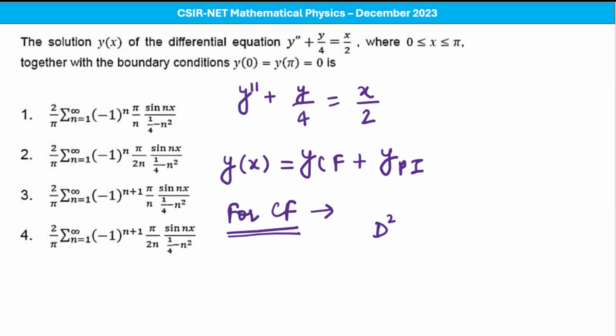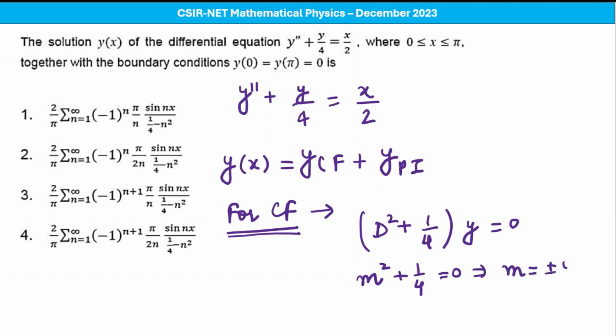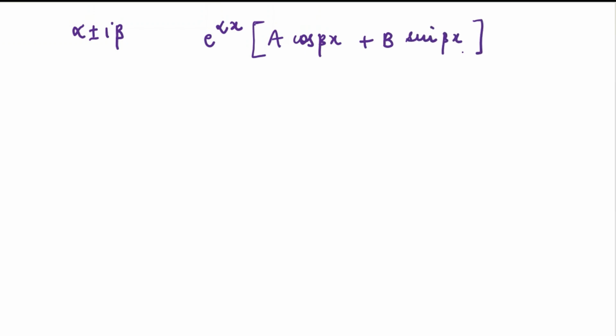The equation is D square plus 1 by 4 y is equals to 0. So m square plus 1 by 4 is equals to 0, and the roots will be m is equals to plus minus iota by 2. Whenever the roots are of the form alpha plus minus iota beta, then we know that the solution takes the form of e raised to power alpha x into a cos beta x plus b sin beta x, where a and b are constants.